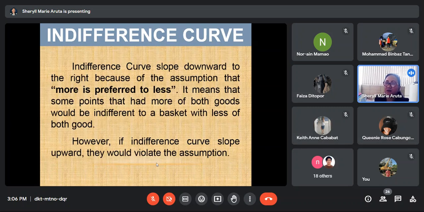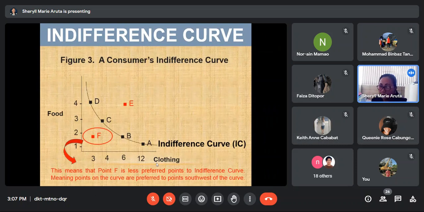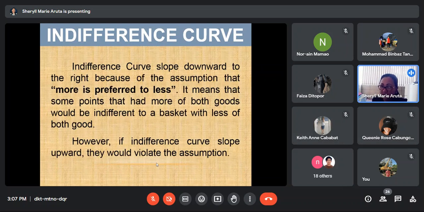Okay. So that's what we call the slope of the indifference curve. It's downward to the right because of the assumption that more is preferred to less. So meaning, if you really prefer to have more, you can experience greater satisfaction than with less, because of the lesser satisfaction that you can get.